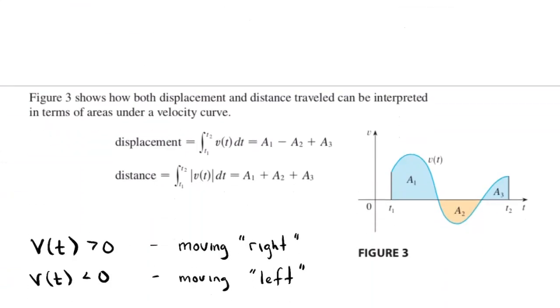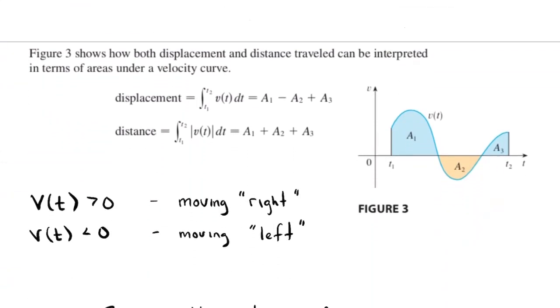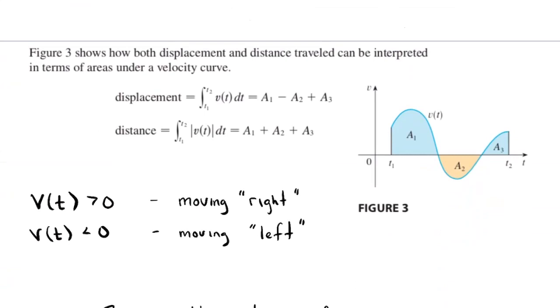Well, before we do that, let's look at what we were just talking about as a picture. Here I've got a velocity curve drawn in figure 3 taken from your book, and you can see that velocity is positive sometimes. The particle is moving in the positive direction. The velocity is negative sometimes. It's moving in the negative direction. And then the velocity was positive again.